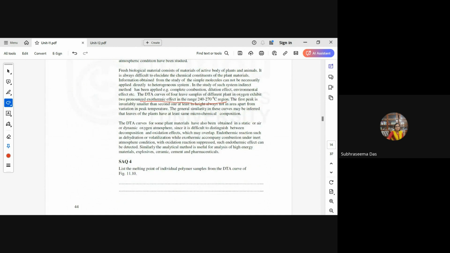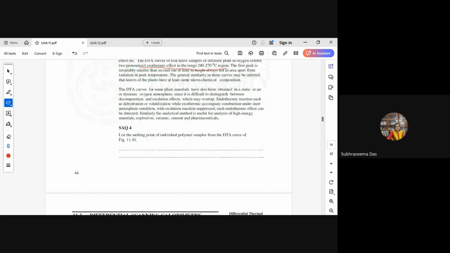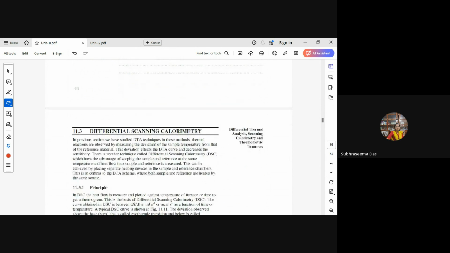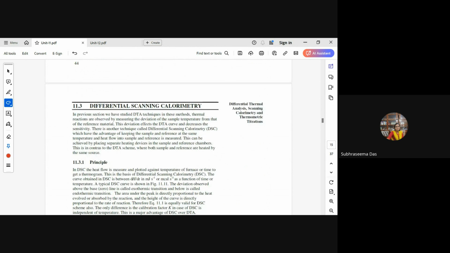Now, the DTA curves for some plant materials have also been studied in static air or in an oxygen atmosphere, since it is very difficult to understand the decomposition and oxidation effects which overlap in an oxygen environment. The endothermic reactions such as dehydration or volatilization, while exothermic reactions accompany combustion, can all be detected under inert atmosphere conditions. Similarly, the analytical method has also been used for high energy materials, explosives, ceramics, plants, cements, and pharmaceuticals. Now, these are some of the applications of DTA.